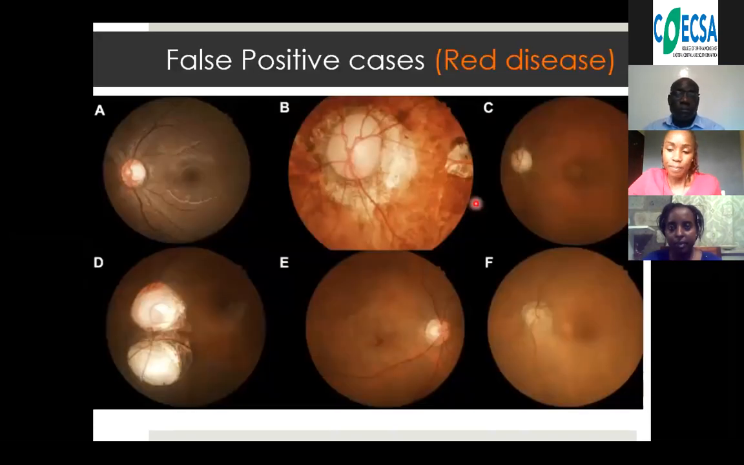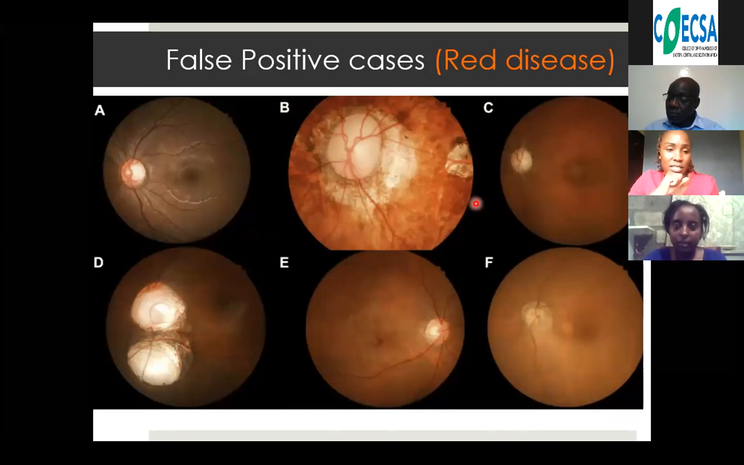Now, in some conditions of the eye, you can also get red disease. The first one, A, is just physiological cupping, a large disc. The second, B, is pathological myopia. C is optic atrophy that is not glaucomatous, for example, as a result of an intracranial tumor where the disc is atrophic, or any other cause of optic atrophy. D is a disc coloboma.